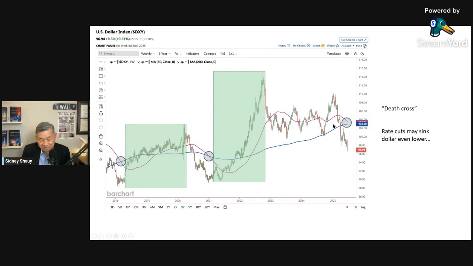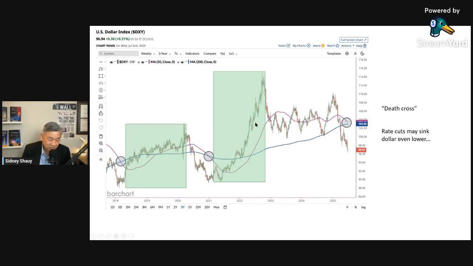Death cross is when the 50-day moving average is going to cross and go below the 200-day moving average. This happened before, right? But this is the opposite. This is not the death cross, it's the opposite. It's called the golden cross, right?